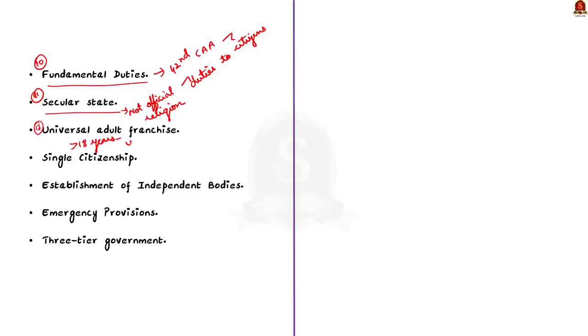Now coming to the 13th, the constitution has the provision of single citizenship. This means in India, all citizens, irrespective of the state in which they are born or reside, enjoy the same political and civil rights. This is the 13th feature.